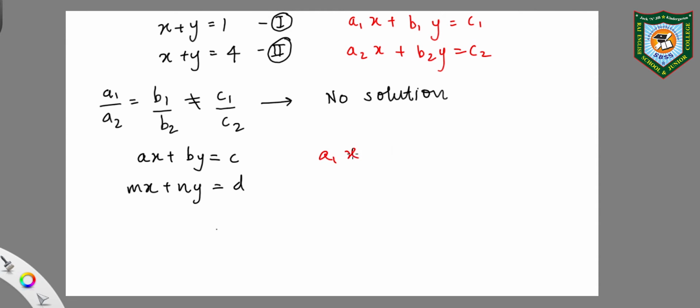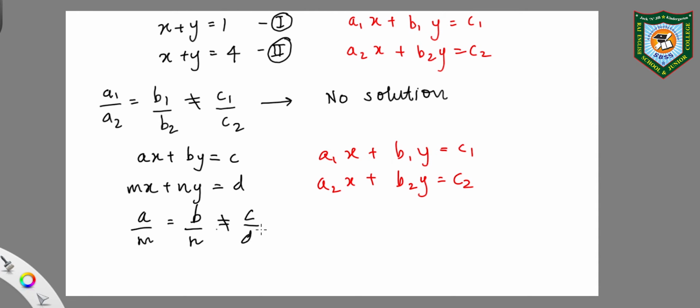This is a1x plus b1y is equal to c1, and a2x plus b2y is equal to c2. Now I have a by m is equal to b by n is not equal to c by d. So again I have an is equal to bm. Now I'm seeing this ratio, I'm seeing this particular ratio.